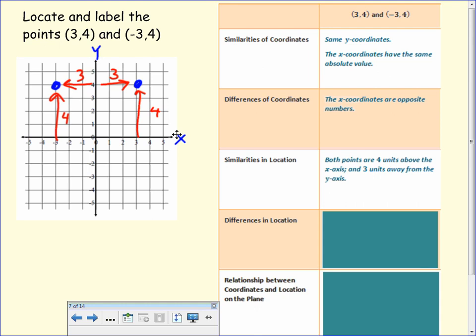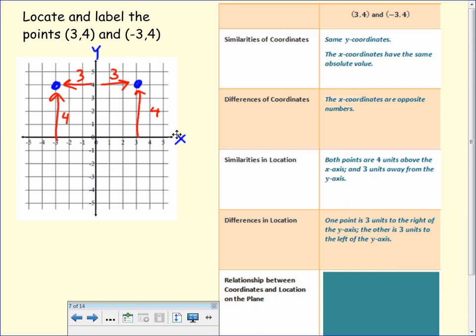Now we couldn't say away from the x-axis because we were able to be more specific, meaning above. Why couldn't we be more specific about their location from the y-axis? How come we had to say away from when talking about the y-axis? They're opposite, so that means one is to the right. So that's the difference in their location. One point is 3 units to the left of the y-axis. One location is 3 units to the right of the y-axis.